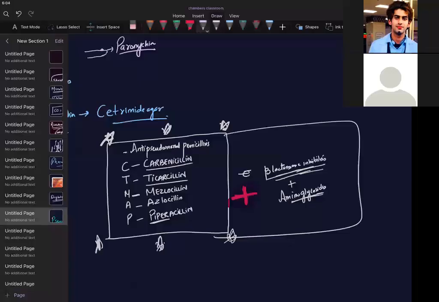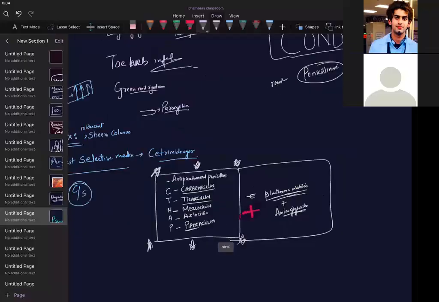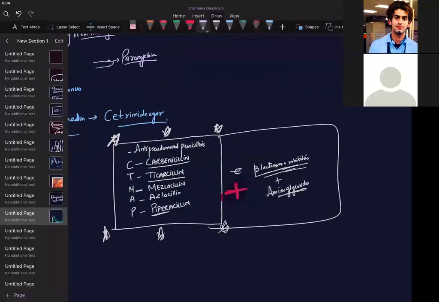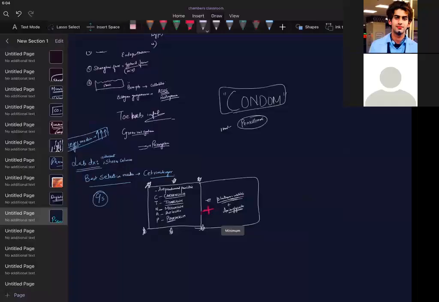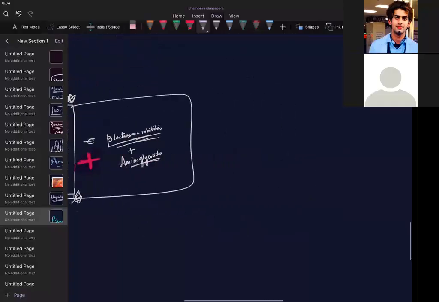And by the way, can you tell me which cephalosporins are effective against Pseudomonas? Beautiful answer. I have taught that already. It's the 4Cs. What are the 4Cs? Ceftazidime, cefoperazone, cefepime. Let us write those. I write three, then you tell me the fourth.